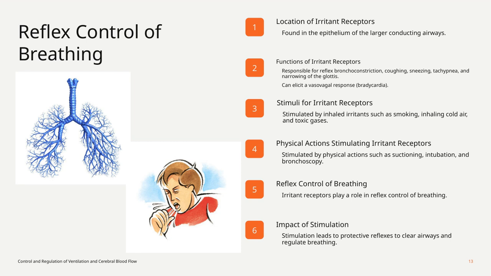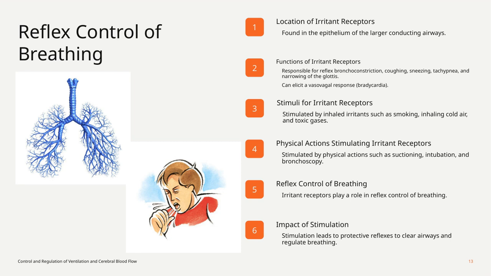A key player here are the irritant receptors, which are located in the epithelium of the larger conducting airways. These receptors respond to various physical actions like suctioning, intubation, or bronchoscopy, things that involve direct physical manipulation of the airways. They also react to inhaled irritants such as smoke, cold air, or toxic gases.